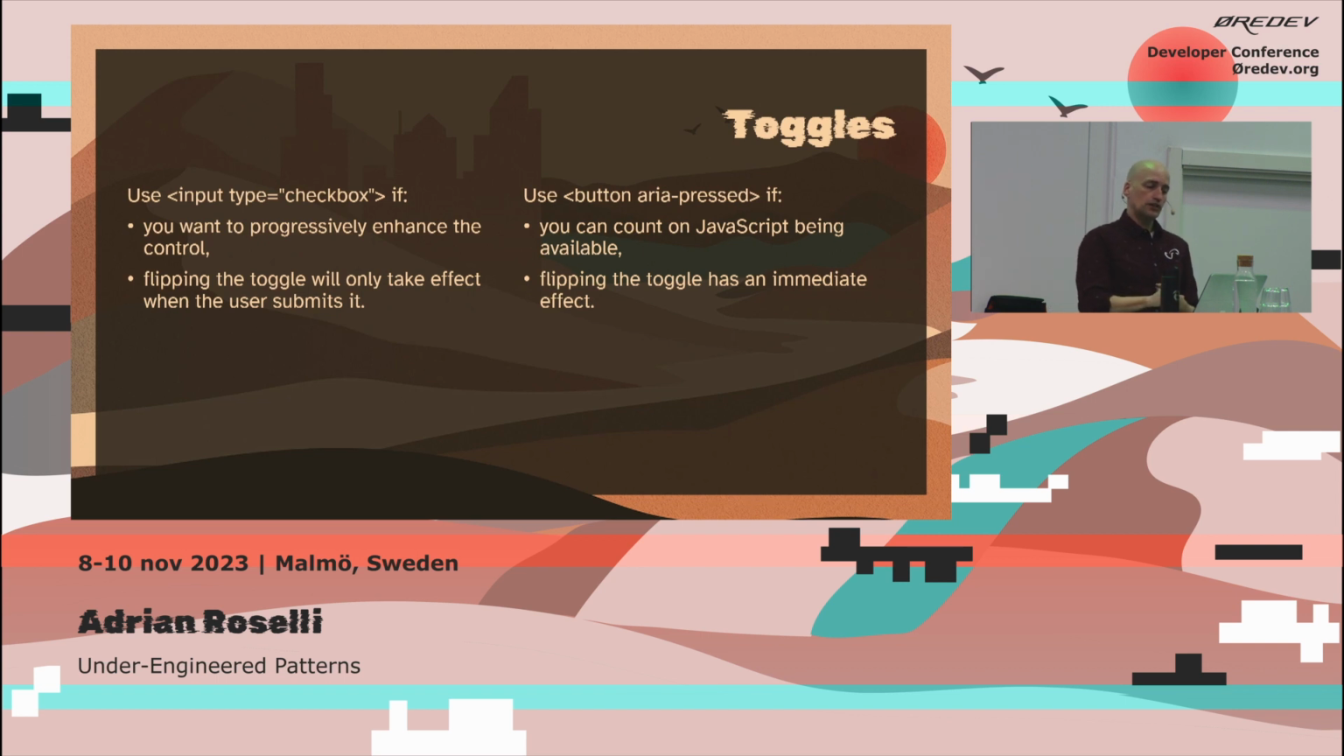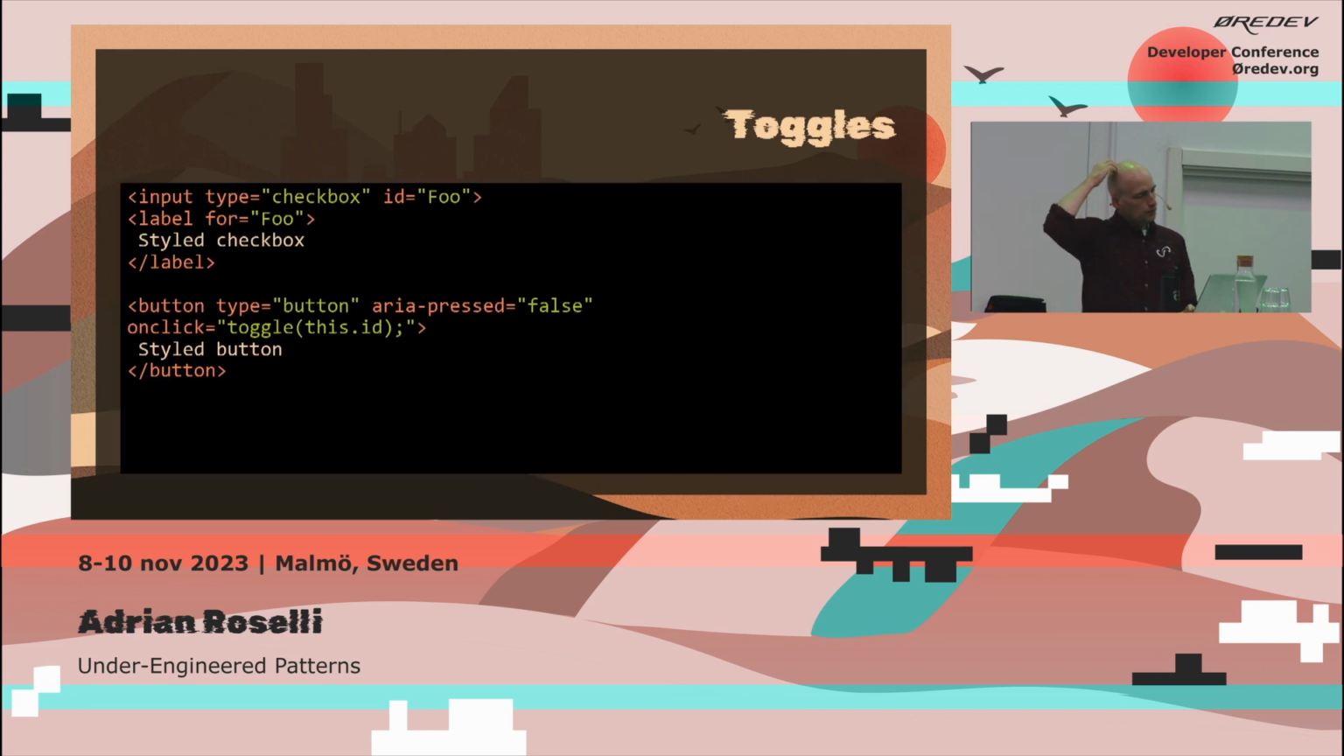Use a checkbox if you want something that relies on progressive enhancement, and or the user has to hit a separate submit button for it to take effect. If you want it to take effect immediately and you're confident JavaScript is available, use a button with ARIA pressed. Visually, they'll end up looking the same. Programmatically, they're a little bit different under the hood. But again, it's basic HTML, a checkbox with a label, and a button with ARIA pressed.